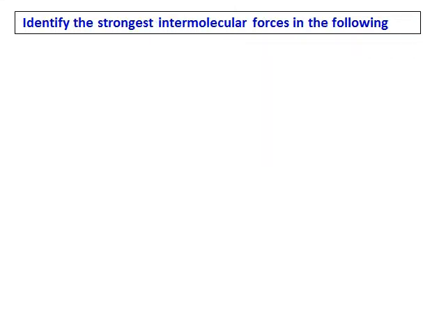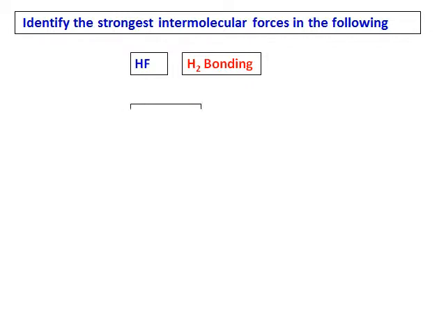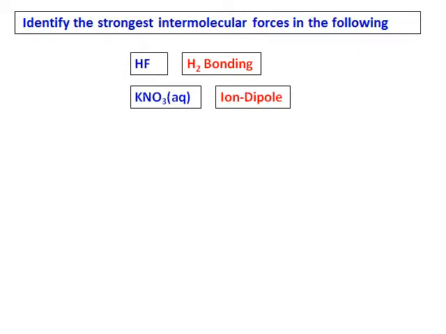So we have some more questions to practice. Identify the strongest intermolecular forces in the following. Hydrogen fluoride, it will show hydrogen bonding because hydrogen is attached to fluorine. Potassium nitrate, it's an ionic compound. It will have ion-dipole interactions. Then CF4 is a non-polar compound, so it will have only dispersion forces.